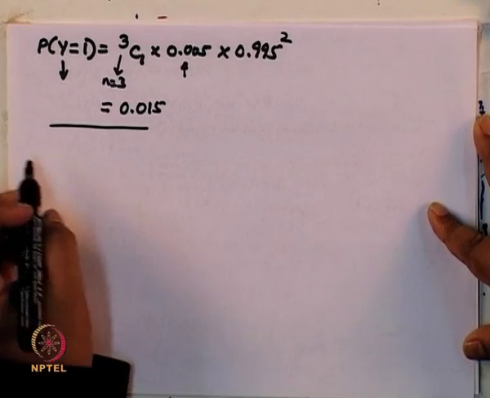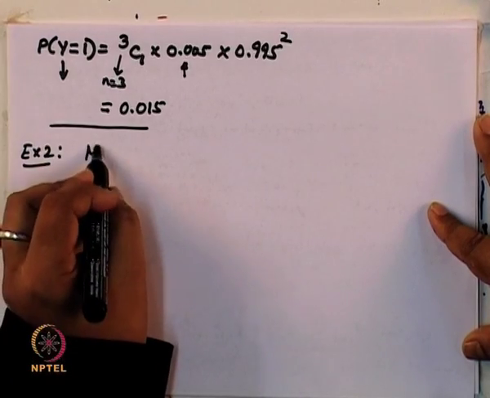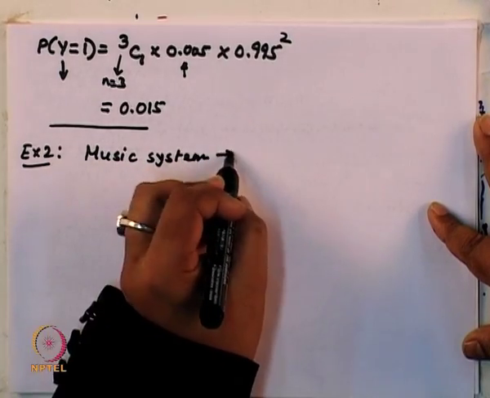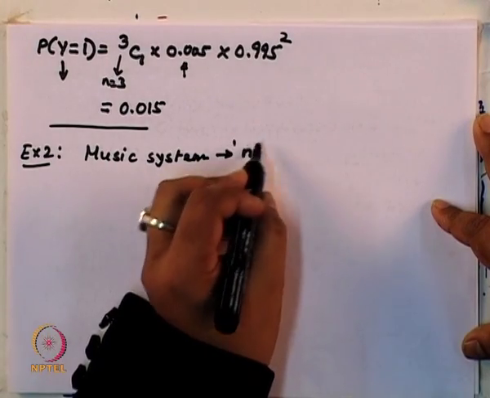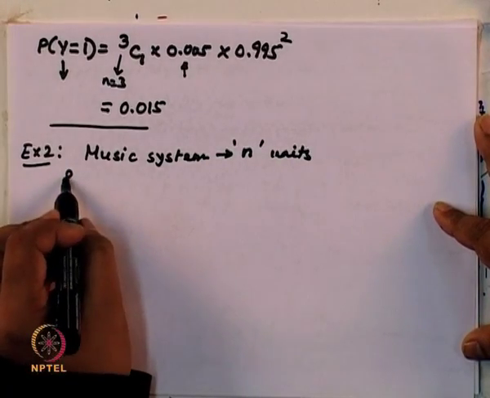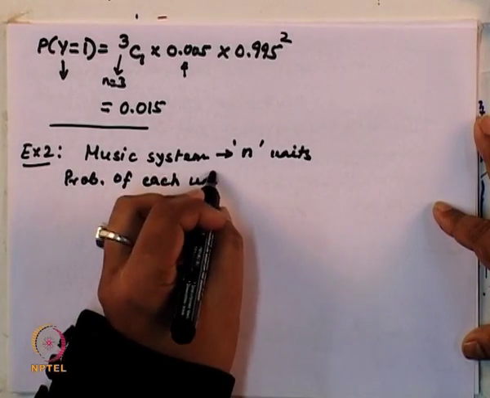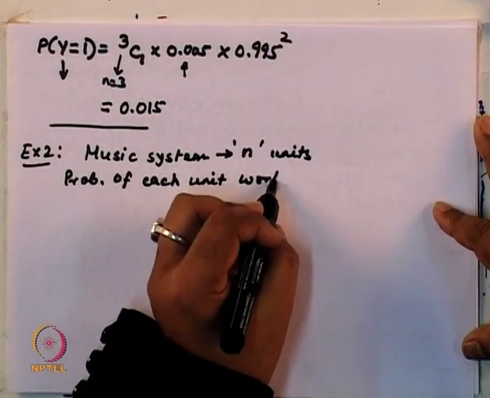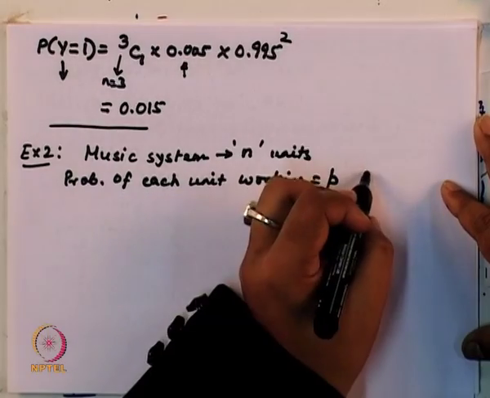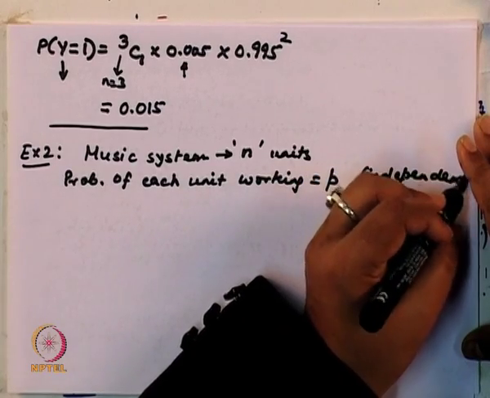Okay. Let us take another example. Imagine you have a music system which comprises n units. The probability of each unit working is equal to p, and this is independent. The probability of one unit working is independent of the probability of another unit working.